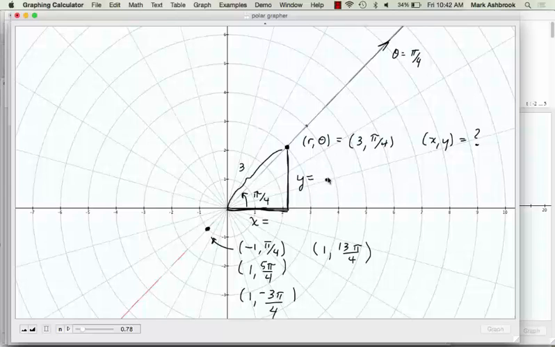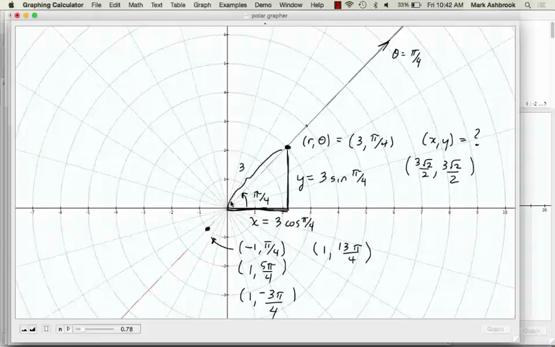Three sine theta. That's y. Y is 3 sine theta. We know what theta is, pi over 4. And x is 3 cos theta. So those are both radical 2 over 2. They're only the same because of the angle, pi over 4. As soon as you have a different angle, x and y would be different.